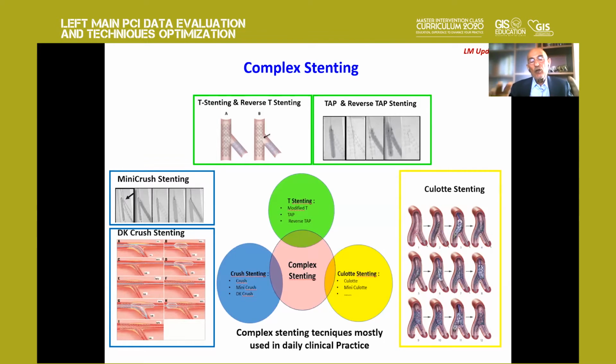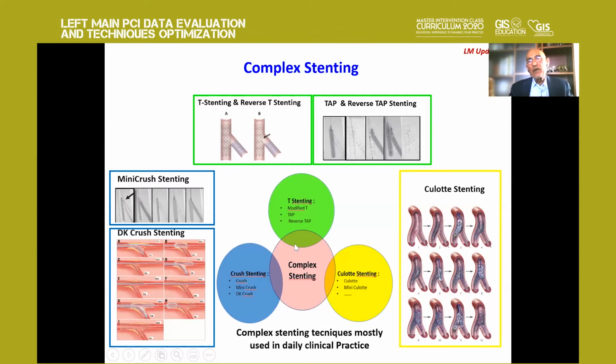And of course, each technique needs to be performed step by step, and each technique should be optimized. Of course, if you are doing left main, I think it is quite mandatory to have intravascular imaging every time you are putting two stents in left main. That is true for any of these techniques you are doing.